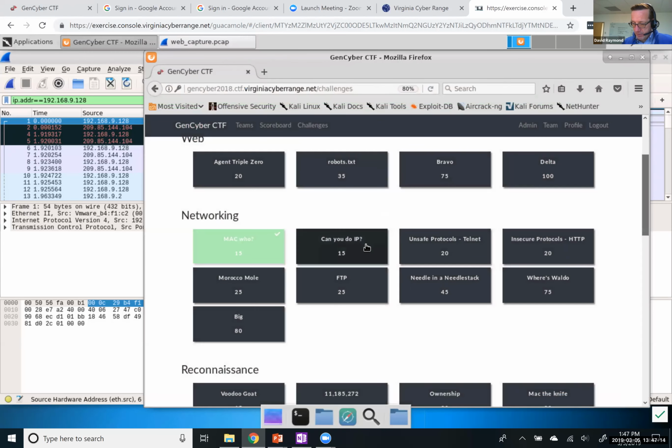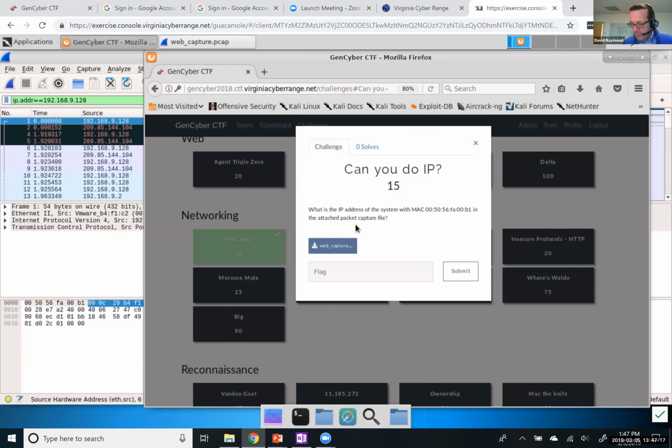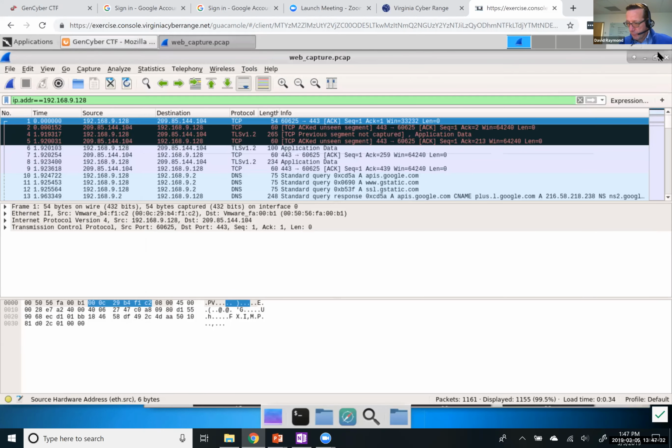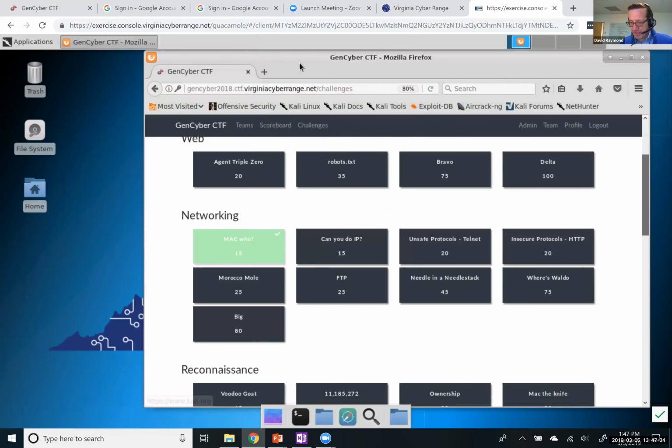Okay, so let's go on to, okay, this is just the reverse, right? What is the IP address of the system with MAC address 005056FA00B1? And there's a web capture. Now you know how to solve that challenge, so I'm not going to go through that one. But you could look up that MAC address in Wireshark. Instead of looking up an IP address, you could look up the MAC address, and you could find a packet with that MAC address, and then you could find the corresponding IP address. So pretty straightforward.